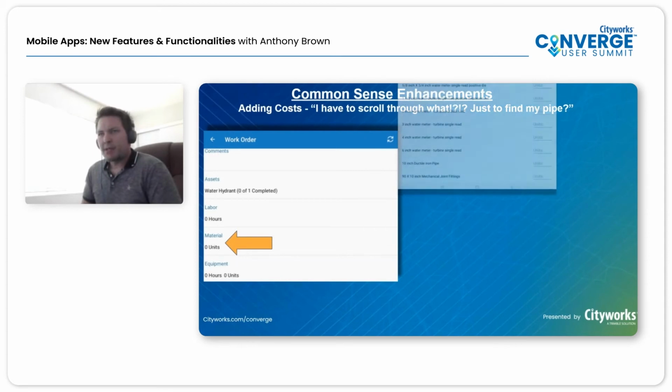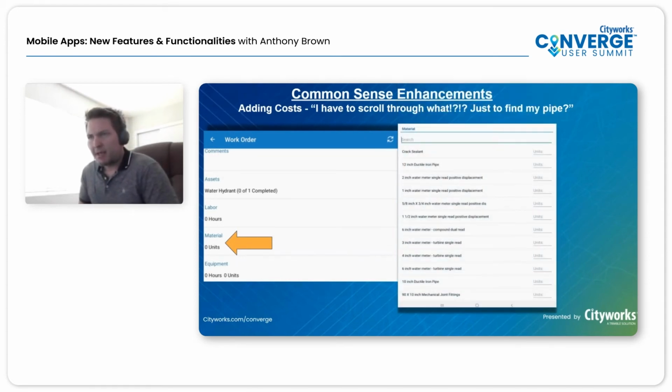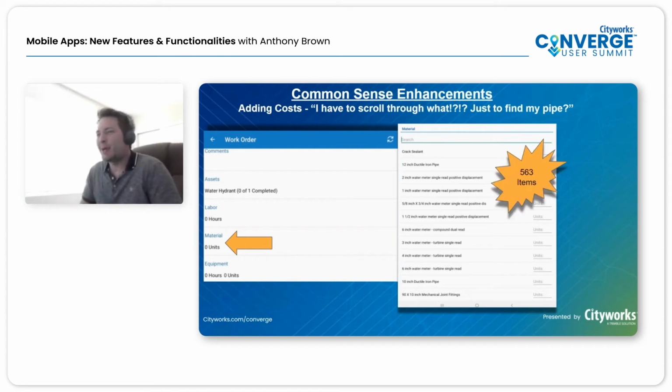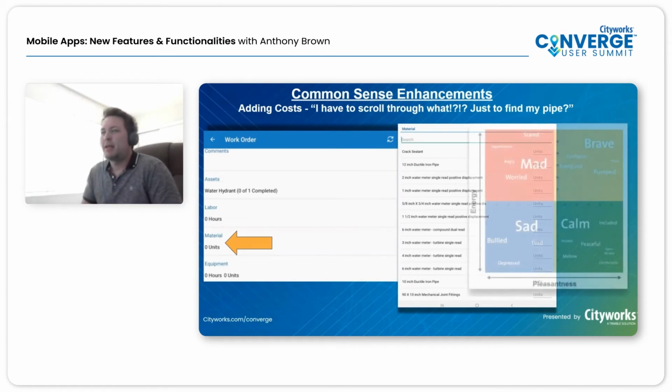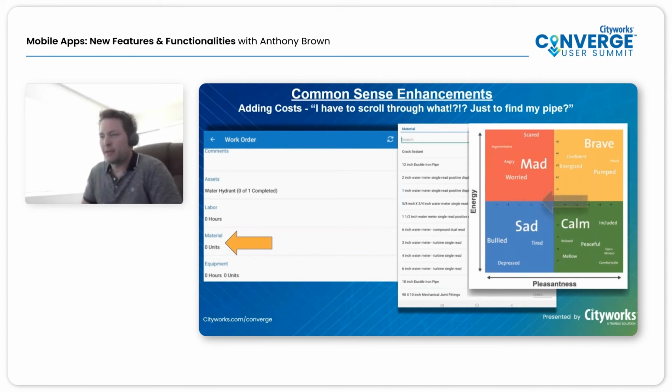Another common sense enhancement: adding costs. I have to scroll through, what, just to find my length of pipe? I have to scroll through 563 items. This was one of my big things too on the partner side before I came here, and this is why I was excited to step on board, one of the many reasons.